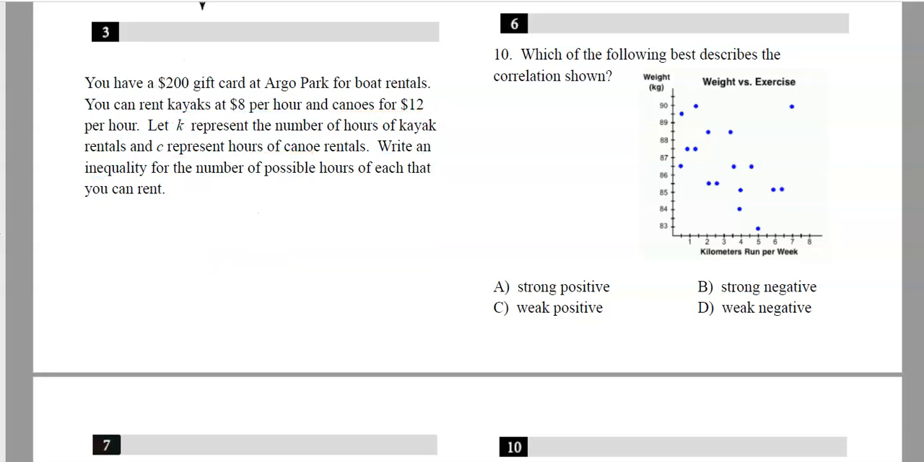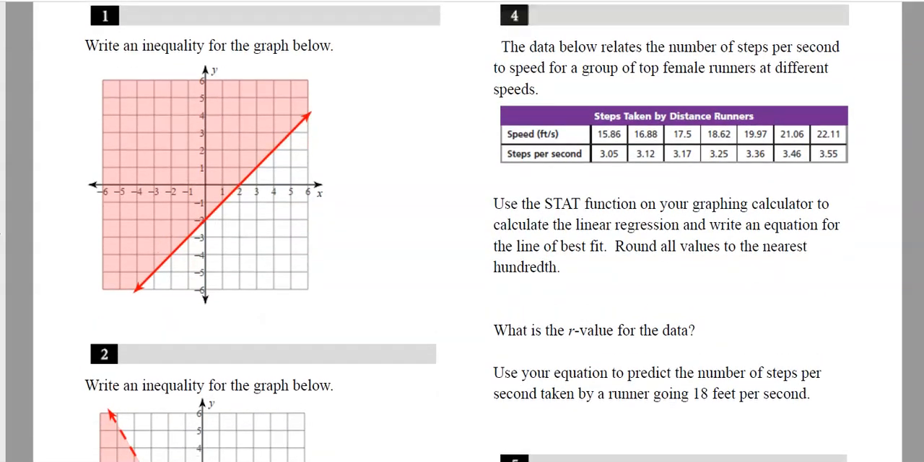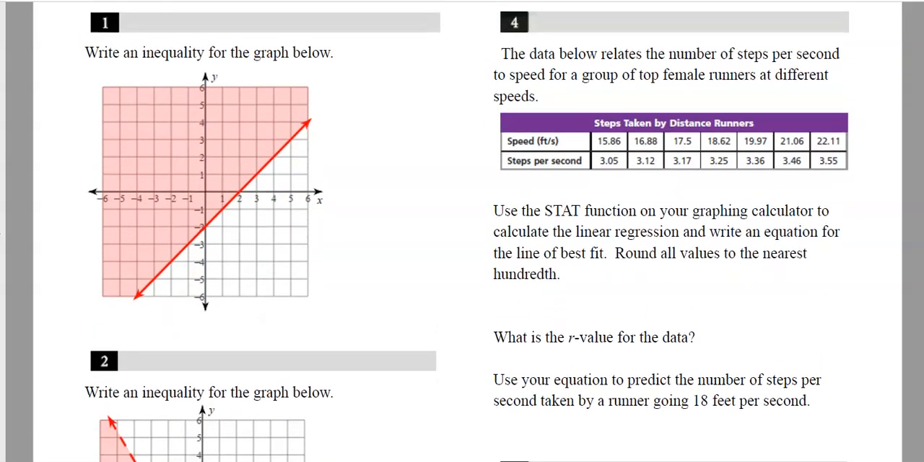All right. Number 4, we're going to need a graphing calculator. The data below relates the steps per second to the speed for a group of top female runners. These are distance runners. Use the stat function on the graphing calculator to do your linear regression and write an equation for best fit. Then we got to find the R value. Then we got to use that equation to make a prediction.